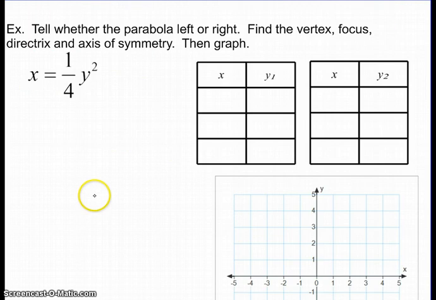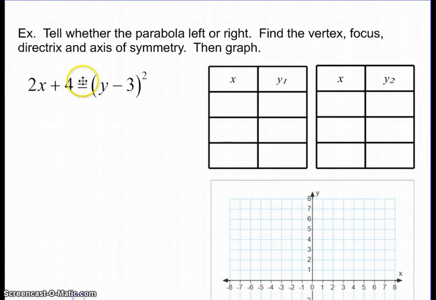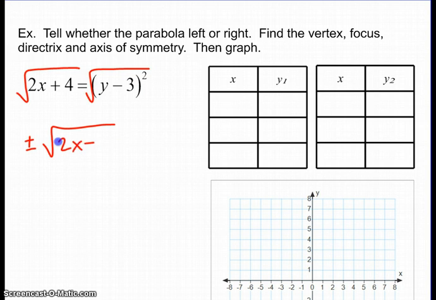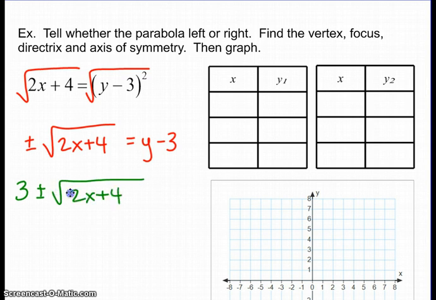Now, we're not going to be able to do every problem, but I want to show you a couple of special cases. Simply multiplying by 4 will give me 4x equals y squared. Square root both sides will be plus or minus the square root of 4x equals y. For this particular problem, I would simply square root both sides. So plus or minus the square root of 2x plus 4 equals y minus 3. And then I would add 3 to both sides. 3 plus or minus the square root of 2x plus 4 equals y.